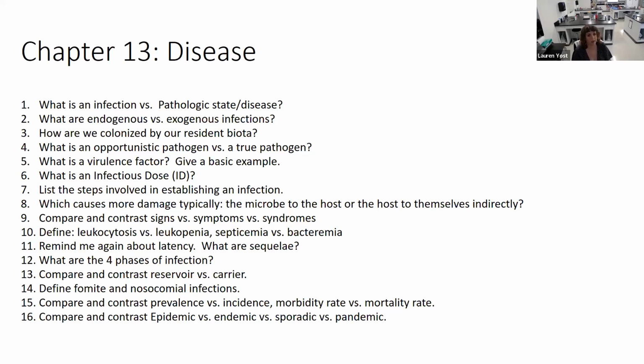The steps involved in establishing an infection. First, we have to have entry. So we talk a little bit in this chapter about portal of entry. That could be through the respiratory tract, it could be through the skin, through puncture of the skin. It could be through drinking or eating and all sorts of things like that. So that's our entry aspect. Then attaching to the host tissues in order to establish an infection in that area.